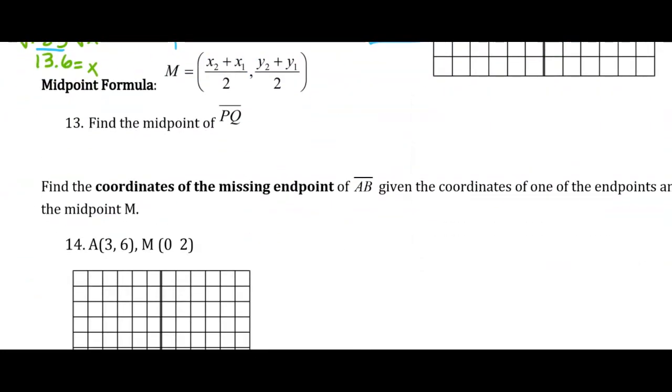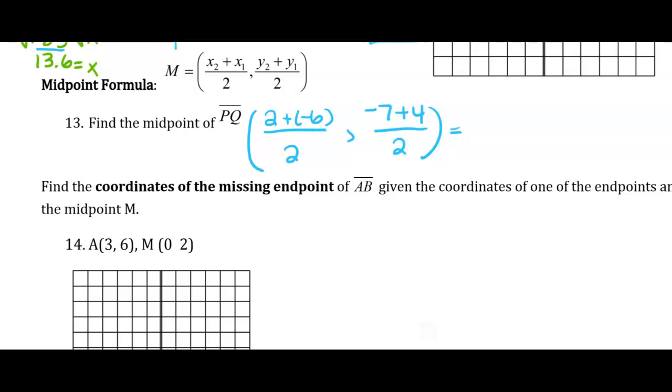Looking at midpoint, we're going to use this formula: x2 plus x1 divided by 2, and y2 plus y1 divided by 2. Think about it as finding the average of your x's and the average of your y's. So if we want to find the midpoint of PQ, then we're going to do 2 plus negative 6 divided by 2 and negative 7 plus 4 divided by 2. So we're using those coordinates just the way we did in the distance formula, just dividing each of them by 2 and adding them together.